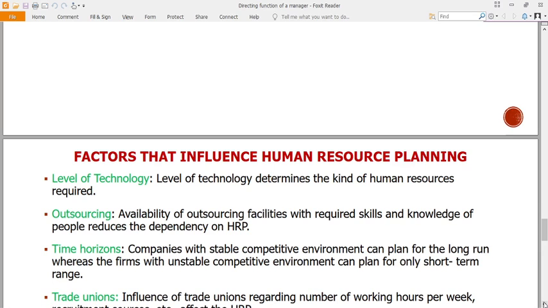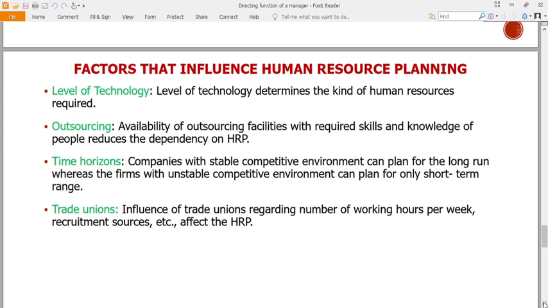So what are the factors that influence human resource planning? We have the level of technology. So technology dictates on what kind of human resource you require. Are you going to need someone who is computer literate, or anyone can take on the job? Then availability of the outsourcing facilities with required skills and knowledge. So are you able to outsource from, let's say, sister companies, or you need to hire on your own?